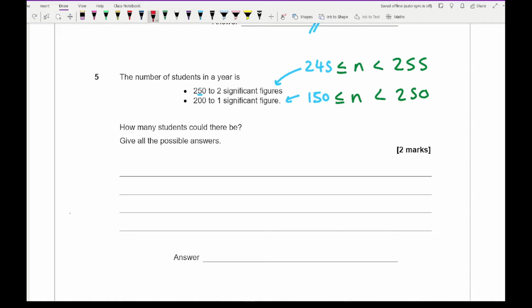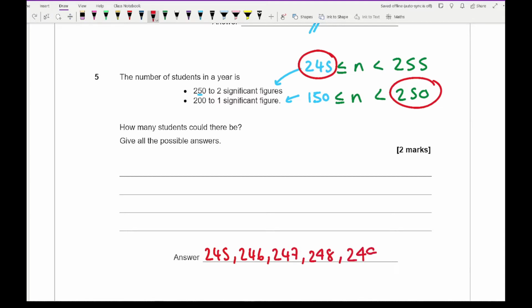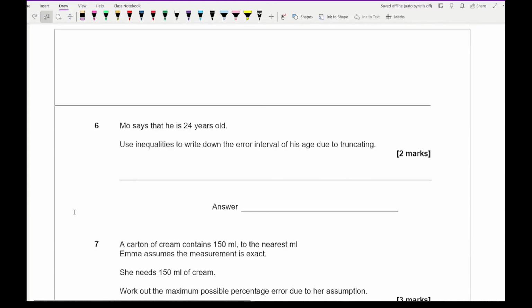So here, the numbers I'm looking for are going to be these two. So I want whole numbers that are between 245 and 250, inclusive of 245. So the numbers it could possibly be are 245, 246, 247, 248, and 249, because obviously it can't be 250, because then that falls under the upper limit of the second specification.